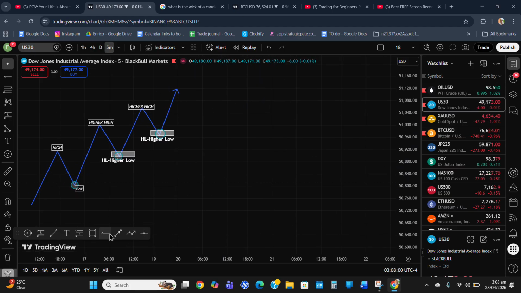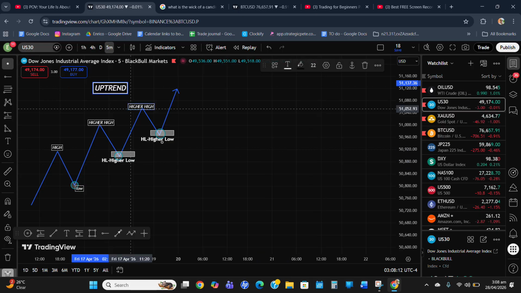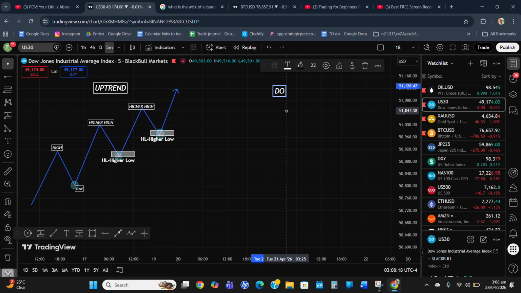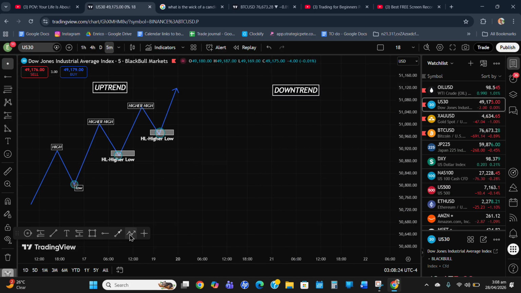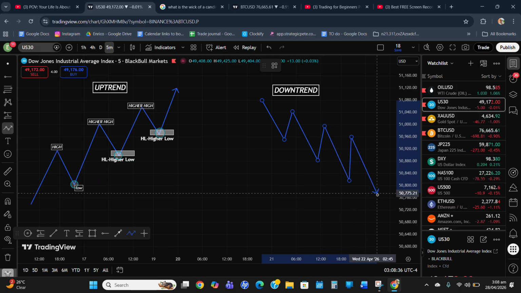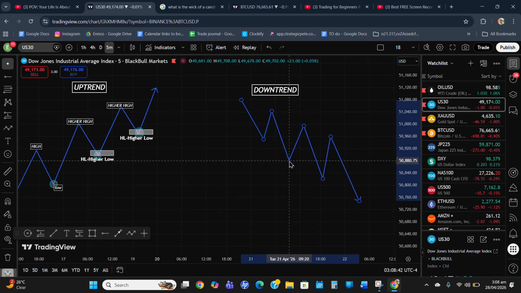Now let's speak about downtrends. This would have been an uptrend. So this is an example of an uptrend. Now we're going to give an example of a downtrend. Downtrends usually look like this. Pull back. Perfect. So this is an example of a downtrend.